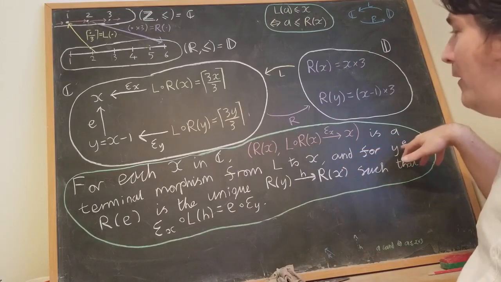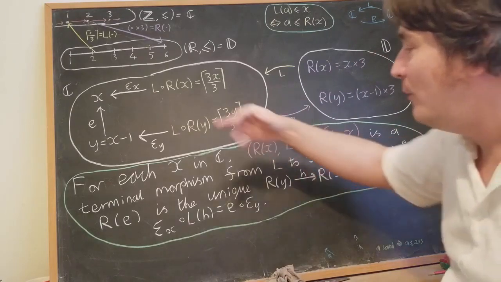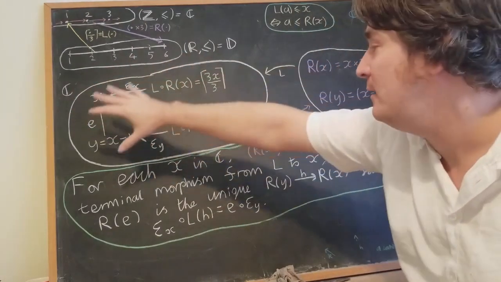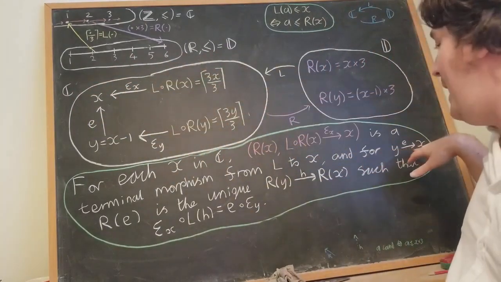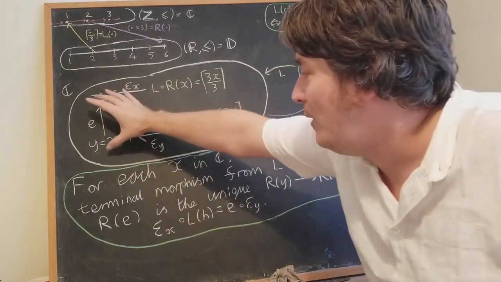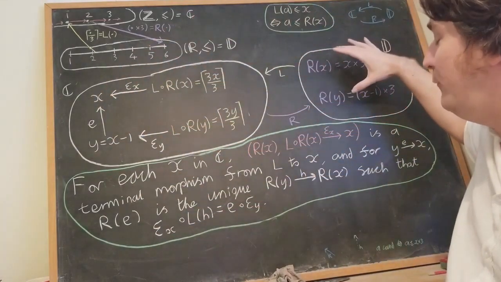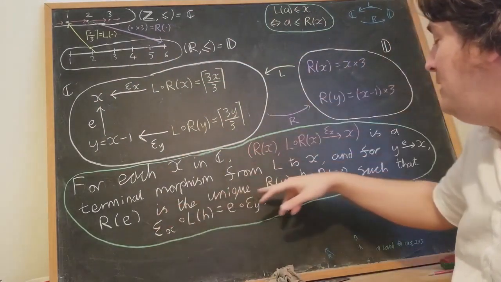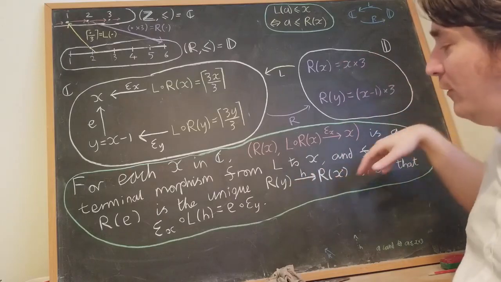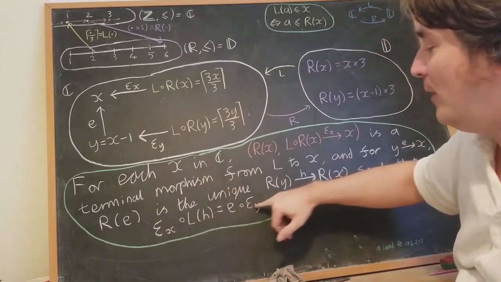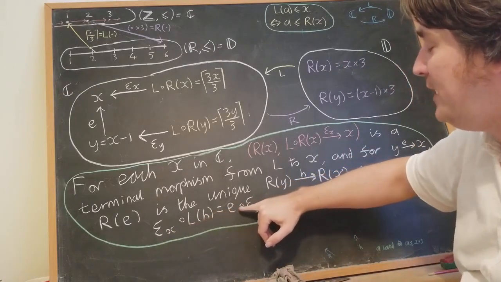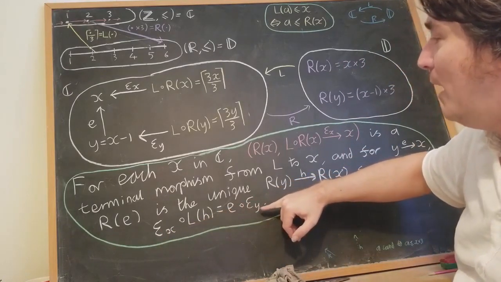For an arrow E from some object Y to some object X in our category C, the integers here, we're going to have the R of E, that is where E gets lifted under this functor R, is got to be the unique arrow from R of Y to R of X, such that we have this equation holding. Epsilon X after L of R of E equals E after epsilon Y.